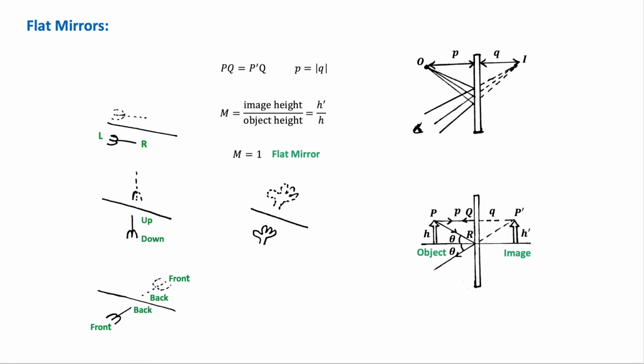Also note here that the image is upright, because the image arrow is pointing in the same direction as the object's arrow. This upright image is indicated by the positive sign of the magnification value. We will see later that an inverted image with a negative sign of the magnification can be formed. Also note here that the flat mirror appears to have a left-right reversal, because when one raises the right hand, the image appears to raise its left hand. But the reversal is not left-right, it is actually front-back reversal.